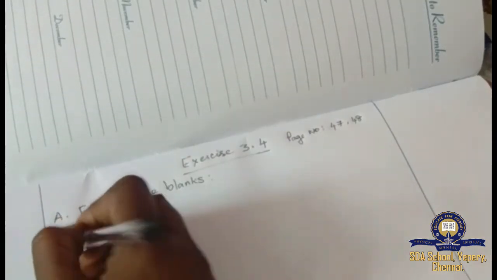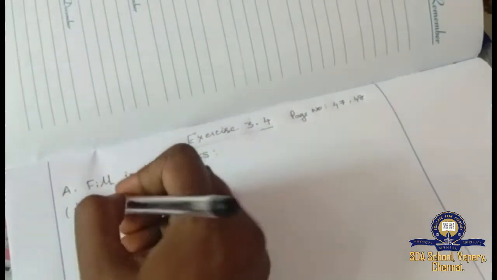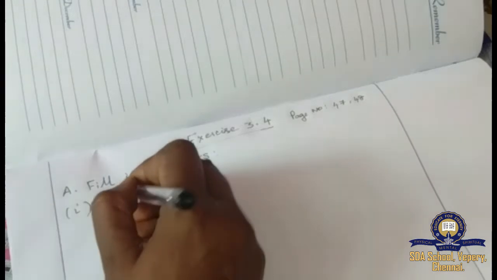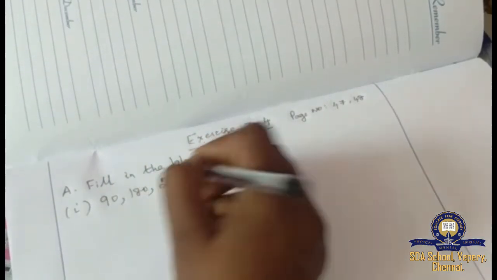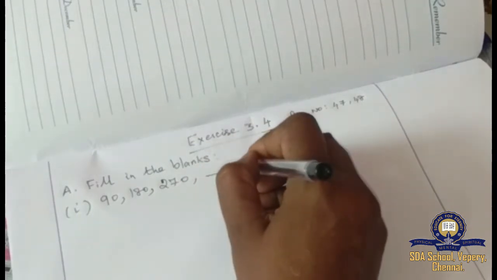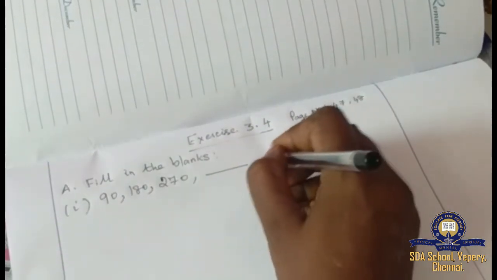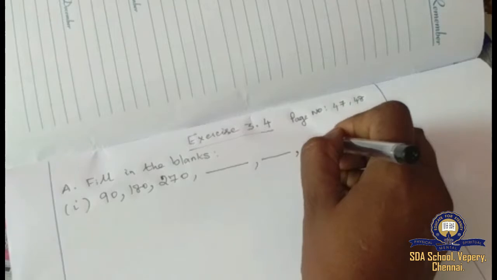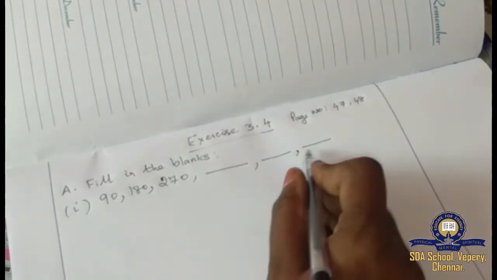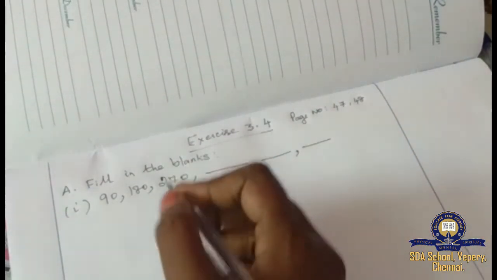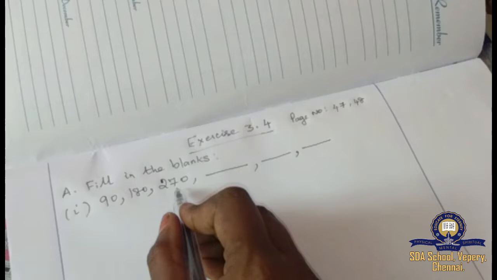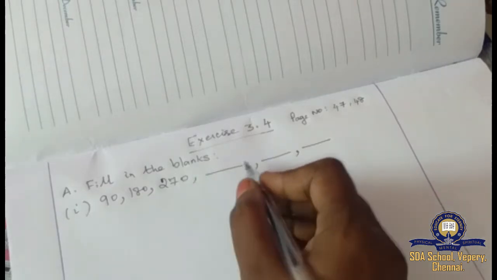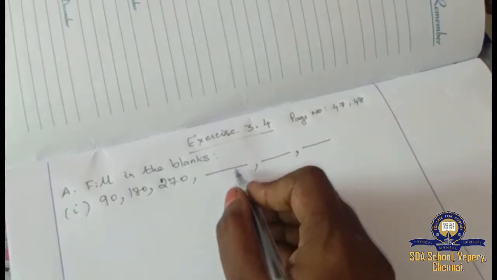First problem: 90, 180, 270. Then you have to find out the remaining three terms. You have to fill these three blanks. The first number is 90, the second is 180, the third is 270. What will be the next number in this sequence?